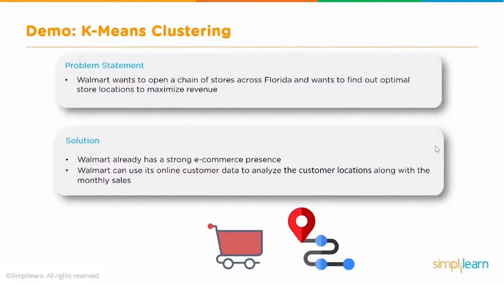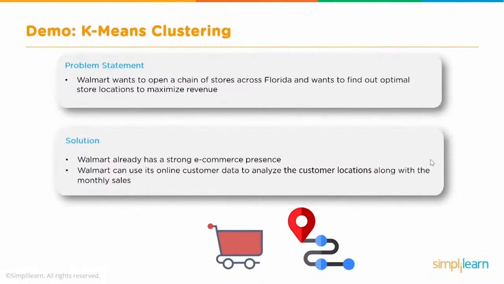The problem statement is, let's say Walmart wants to open a chain of stores across the state of Florida and it wants to find the optimal store locations. Now the issue here is if they open too many stores close to each other, obviously they will not make profit. But if the stores are too far apart, then they will not have enough sales. So how do they optimize this?